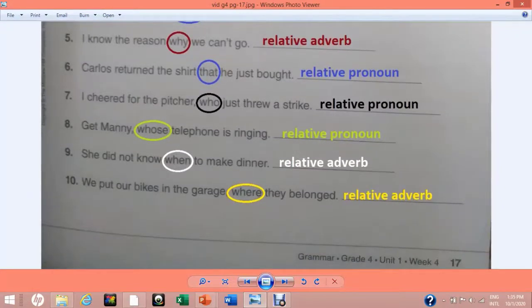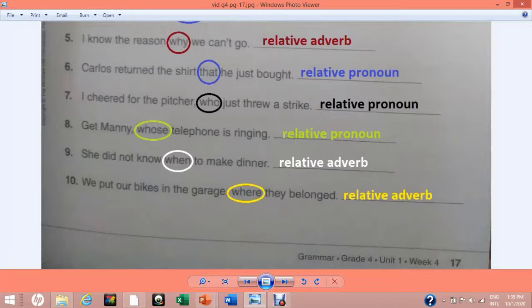Number 9, she didn't know when to make dinner. When is a relative adverb. And the last one, number 10, we put our bikes in the garage where they belong. Where is a relative adverb.